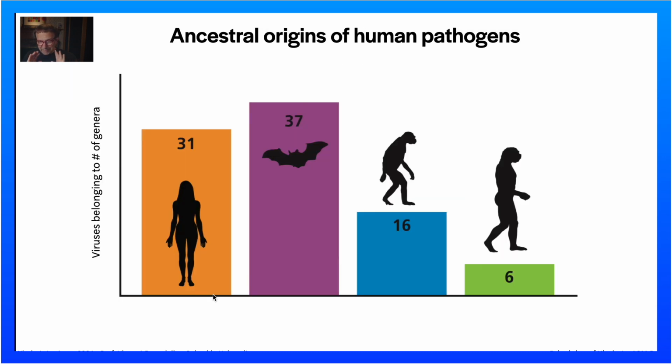Now, I love this graph. Ancestral origins of human pathogens. So these are four bars on this bar graph. Now, the y-axis is the number of viruses belonging to genera. So these numbers in here are genera of viruses, not species, but a little higher order, genus. And then on the bottom are the different categories. So we have 31 viruses, members of 31 genera that are human viruses, but they came from animals.